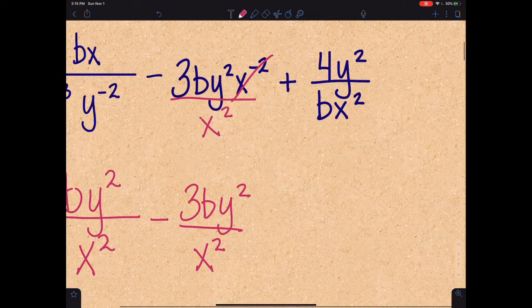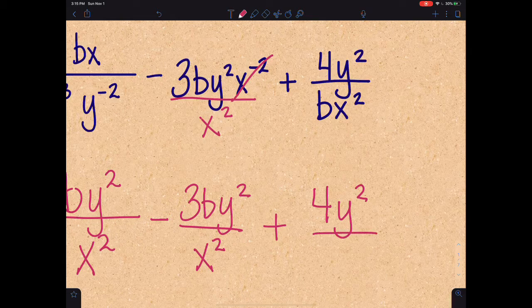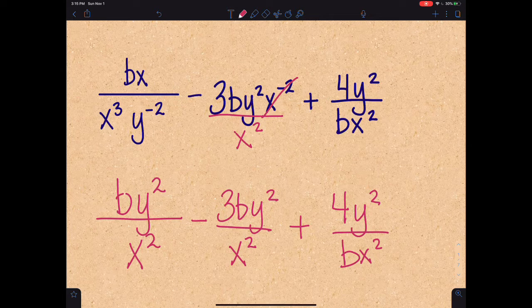Okay, what about this last expression? We have 4y squared on top and bx squared on the bottom. And because all of the exponents are already positive, I'm not going to do anything to this expression. So it's going to stay 4y squared on top, and it's going to be bx squared on the bottom. Okay, so that's what we're left with.